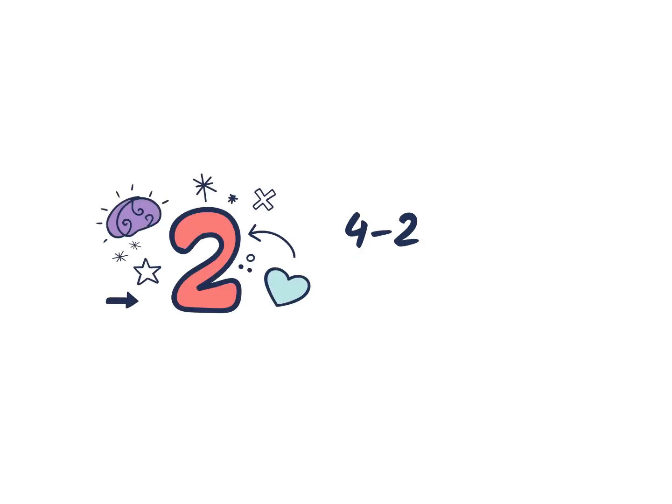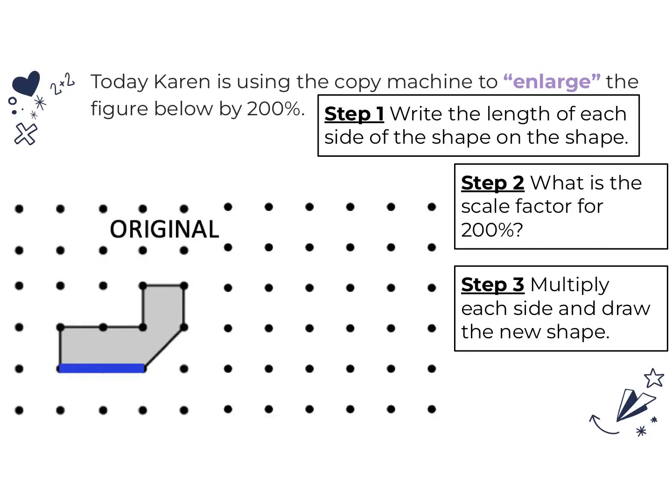Our first problem today comes from our classwork textbook, and it is problem 2 in Unit 4. So today, Karen is using our copy machine to enlarge the figure below by 200%. So we have 3 steps here. Let's work through them together. What I'd like you to do, please, is to pause the video and copy down that original shape. Once you've copied down that original shape, I'd like you to complete step 1, which is to write the length of each side of the shape on the shape. When you're done with that, go back to the video and we'll start step 2 together.